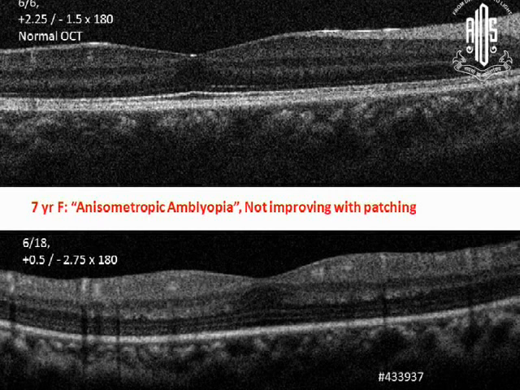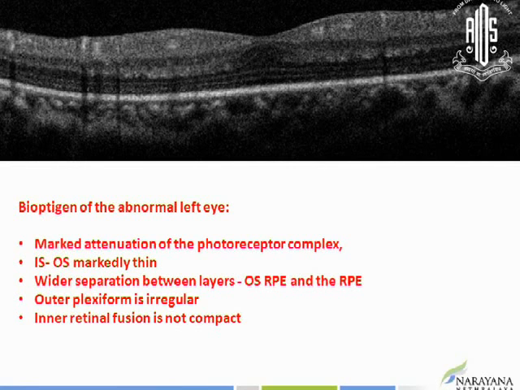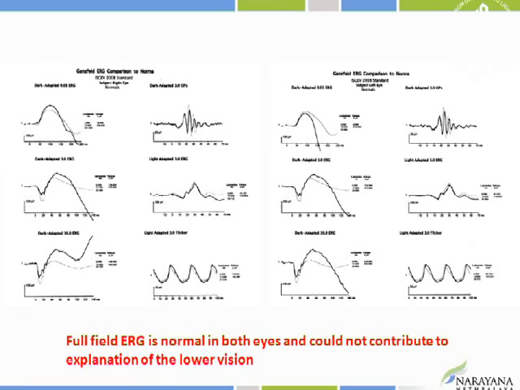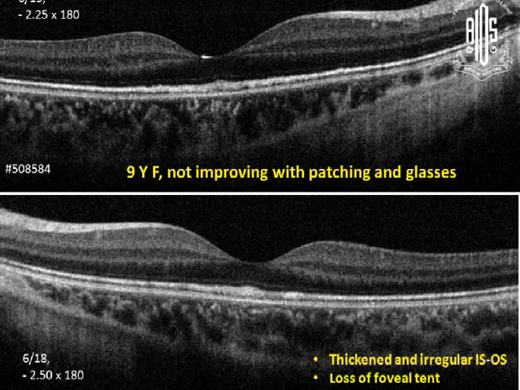But the point is that structure is defining some of the abnormal function that you see. You see the outer plexiform layer is not regular here, it's not fused, and the outer nuclear layer almost seems to not be there. So let's look at that left eye a little more deeply. The marked attenuation of the photoreceptor complex, the ISOS is much thinner, wider separation, the outer plexiform is irregular, and the inner retinal anatomy is not even developed. Again, a full field ERG is normal and cannot contribute to our understanding of this case. So again, could this be a candidate for multifocal ERG, or is it just poor compliance and patching, or is it something else? These are more questions than answers really.